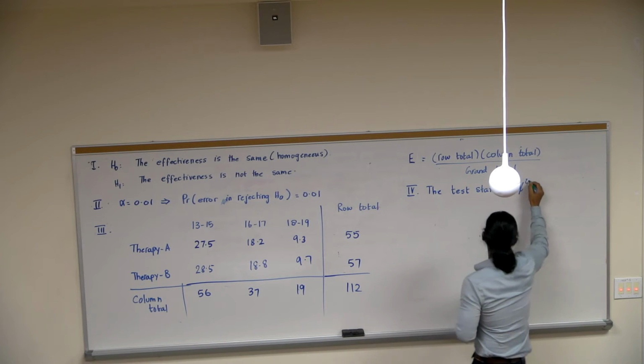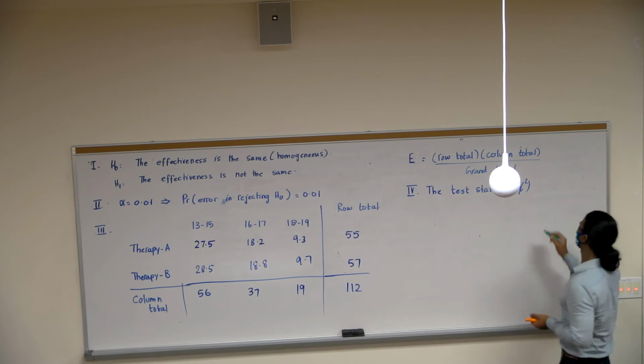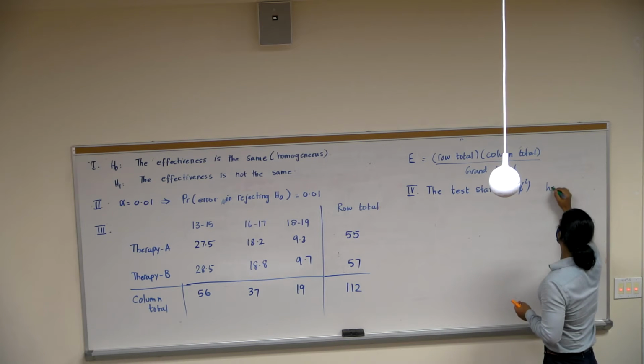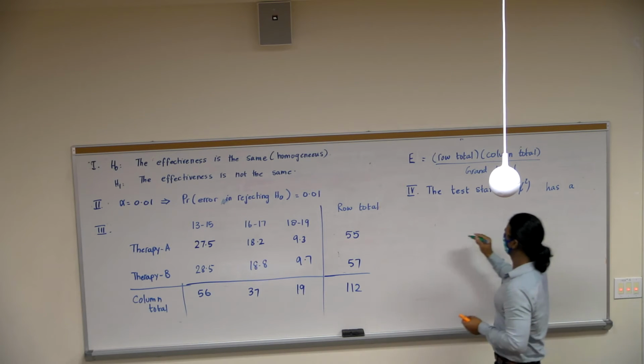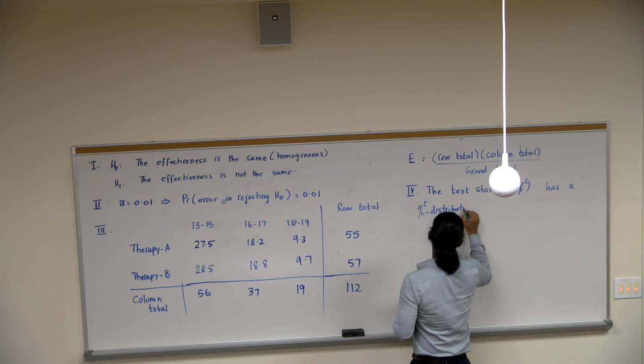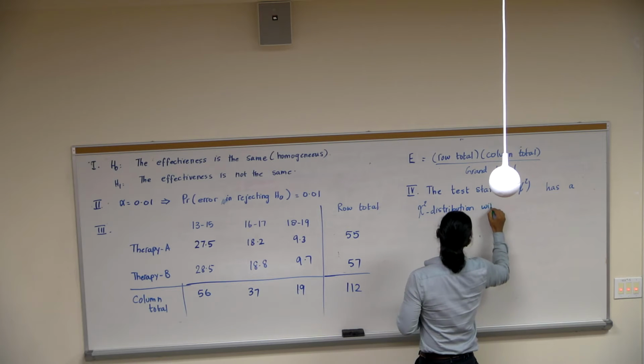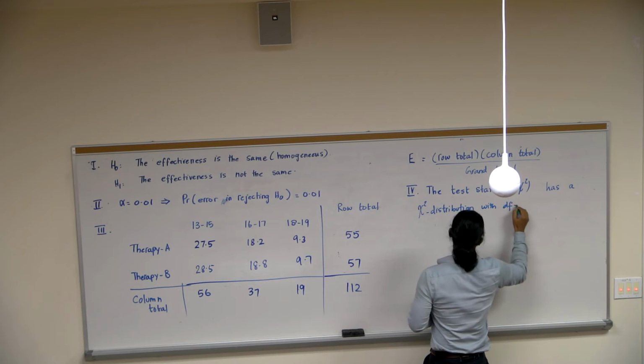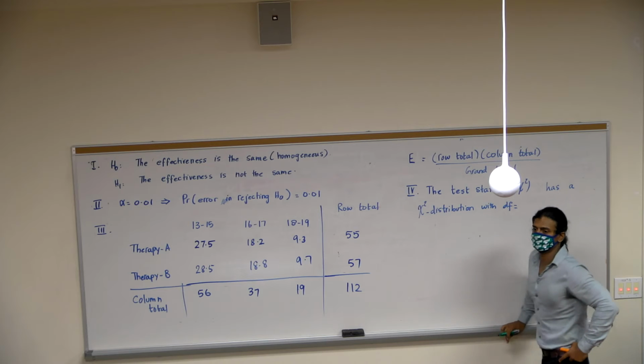The test statistic is chi-squared, and we know it has a chi-squared distribution. What is the degrees of freedom in this case?